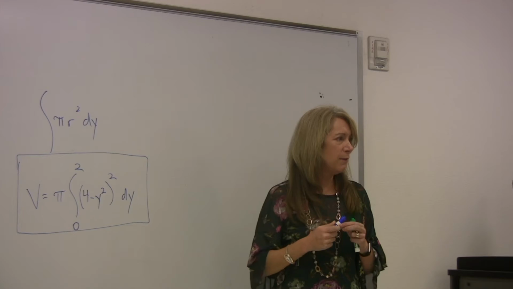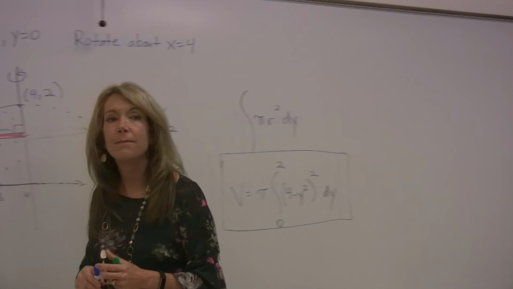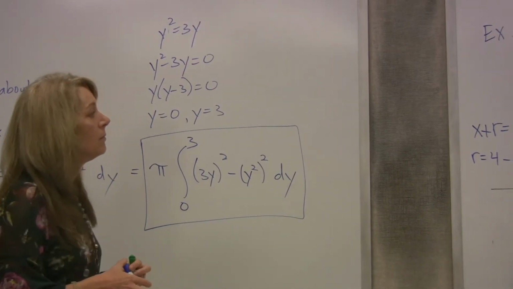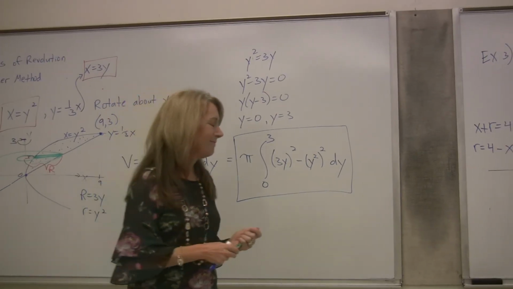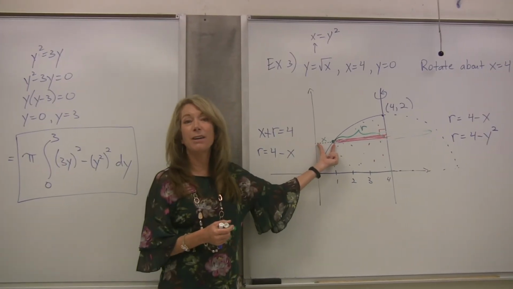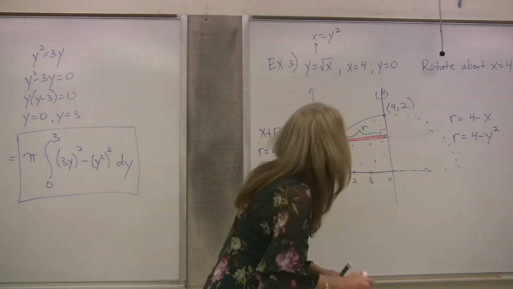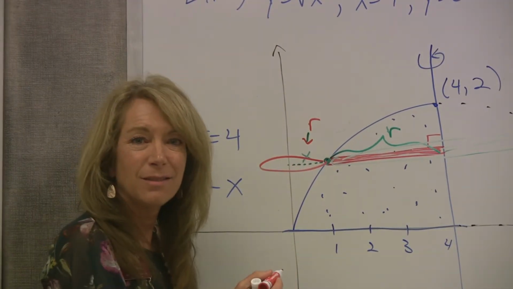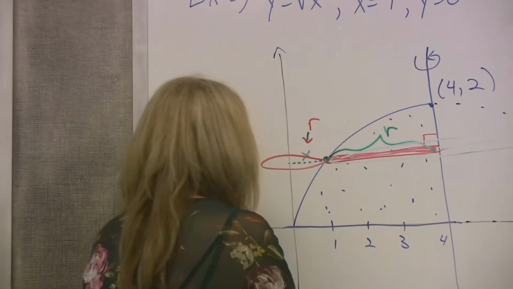Other questions about this one before we do one more ugly one? Yes, ma'am. When I first tried to set this up, I set my radius equal to y squared and not 4 minus y squared. If I'd done that, would my radius have just been from the y-axis to the function? Yeah, so when you said the radius was y squared, that's this distance right here. You were saying that this little piece right here was r, like rotating that. See why that wouldn't work there? Let me erase this before I forget.